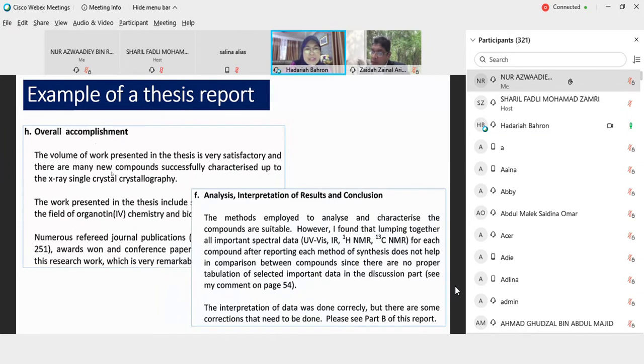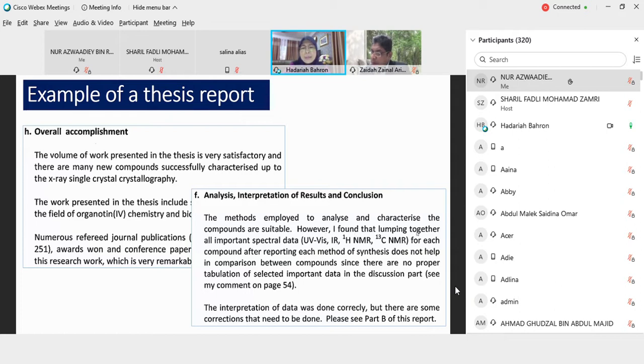For the overall accomplishment, you just comment on the volume. This is what I commented on that student in Unimas. The volume of work presented is very satisfactory, and there are many new compounds successfully characterized up to the X-ray single crystal. Well, he presented up to 12, I think, single crystal. Then, analysis and interpretation. After going through what he did, I make a summary.